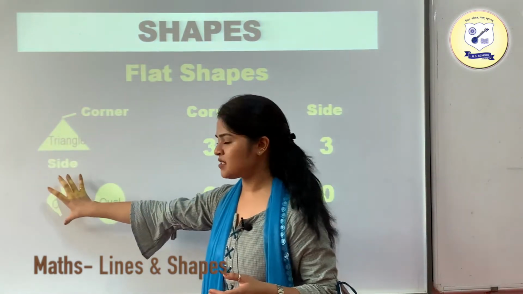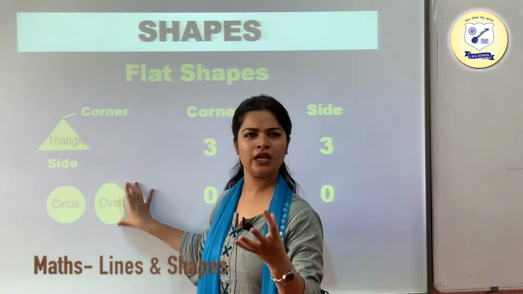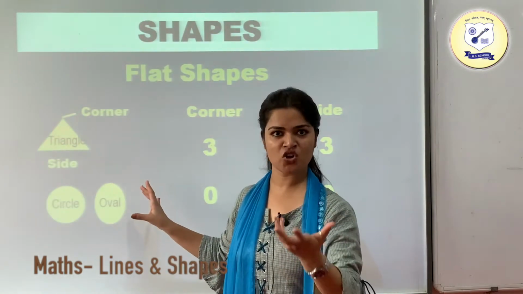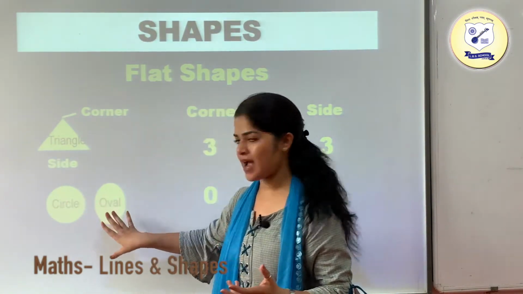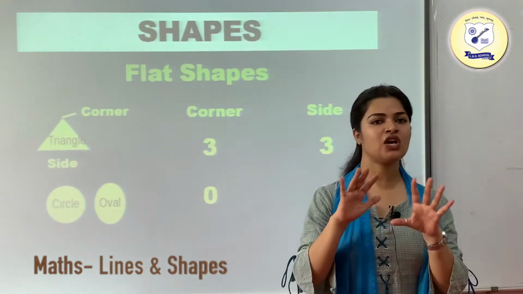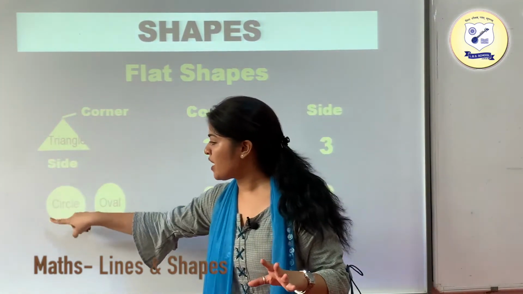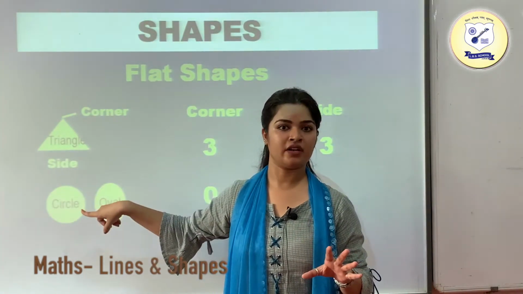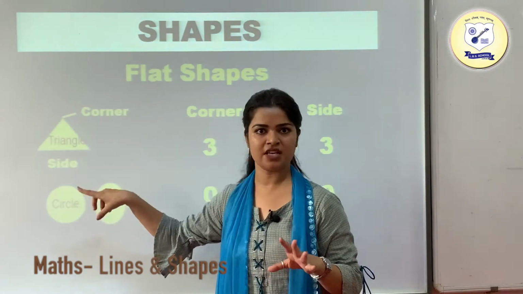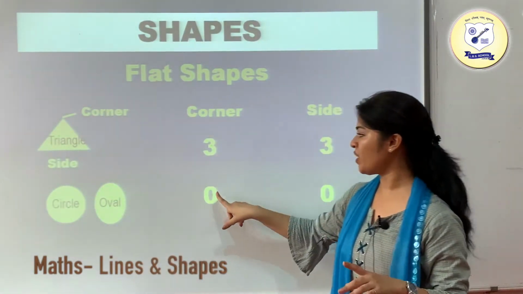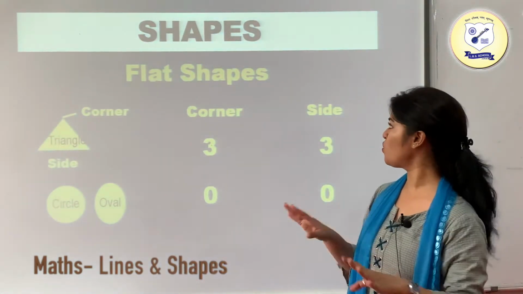Similarly, this is your circle and this is your oval. Oval is the shape of an egg. In the circle and the oval, we are not having any corner, since we are not having any line segment drawn in it. This is your curved surface, so a curved line. So we are having no corners in it and no sides.